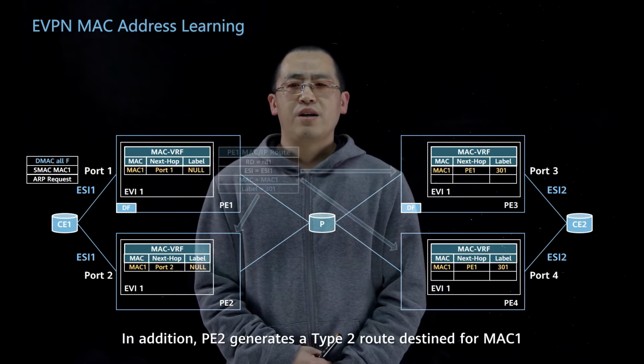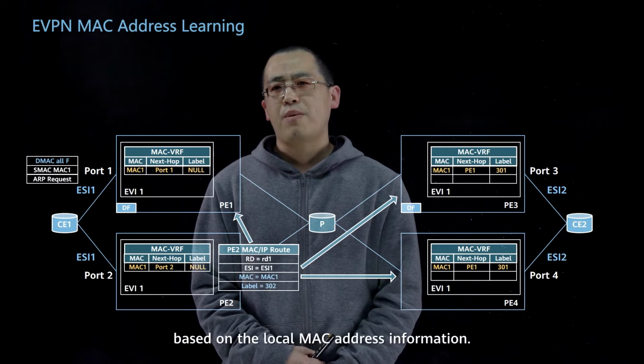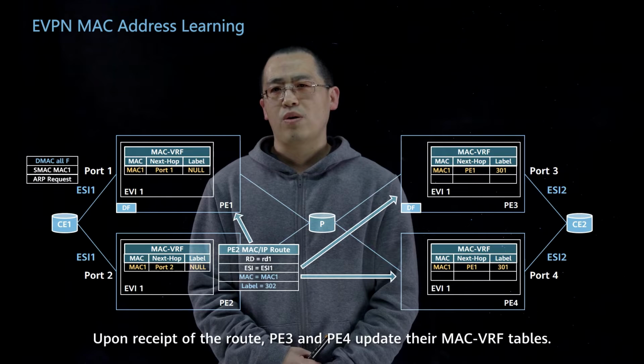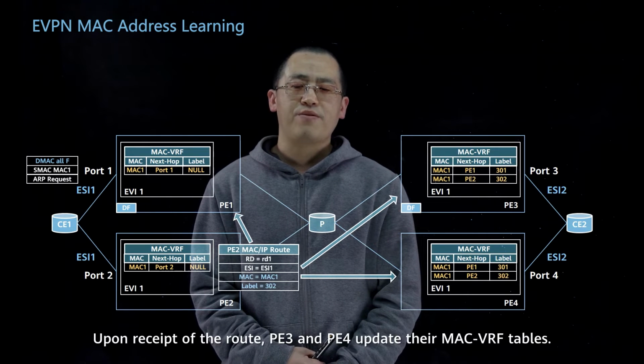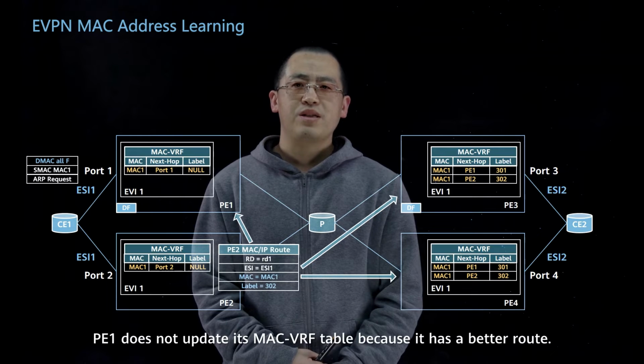In addition, PE2 generates a Type 2 route destined for MAC1 based on the local MAC address information. Upon receipt of the route, PE3 and PE4 update their MAC VRF tables. PE1 does not update its MAC VRF table because it has a better route.